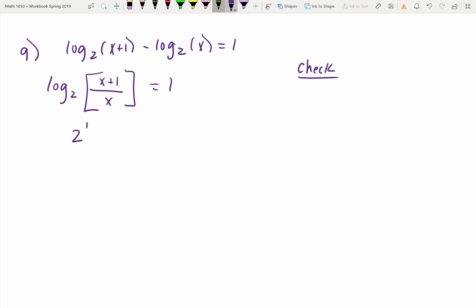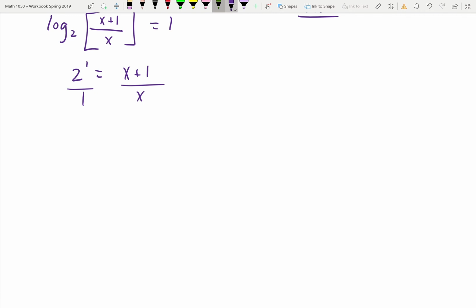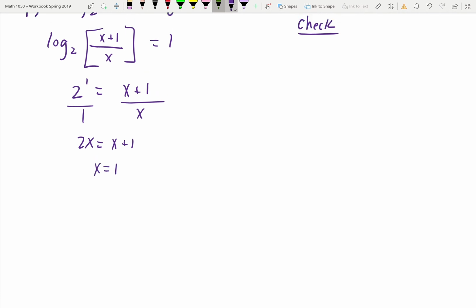So it's 2 to the first is x plus 1 over x. 2 to the first is just a 2. 1 underneath it and cross multiply. I get 2x equals x plus 1. Move my x over, and I get x equals 1. And I'm going to check it.